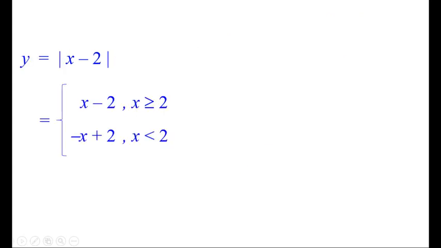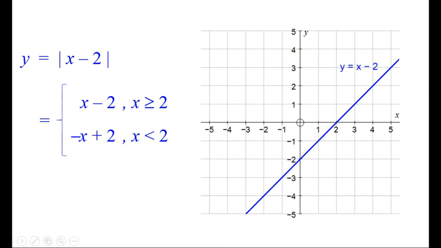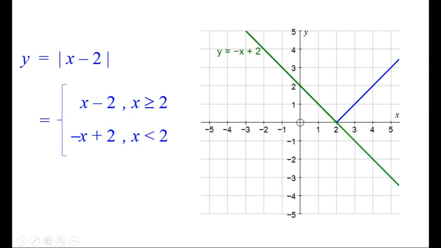So now if we think about graphing this, we're interested in the graph of y equals x minus 2, but only where x is bigger than or equal to 2, so only this much of it. And then we also want the graph of negative x plus 2, or 2 minus x, but we only want that graph where x is less than 2. And so here's the result of our graph of the modulus of x minus 2.